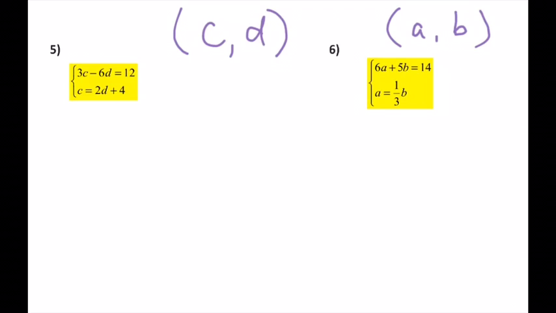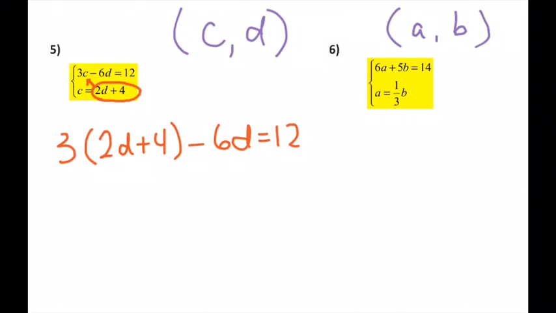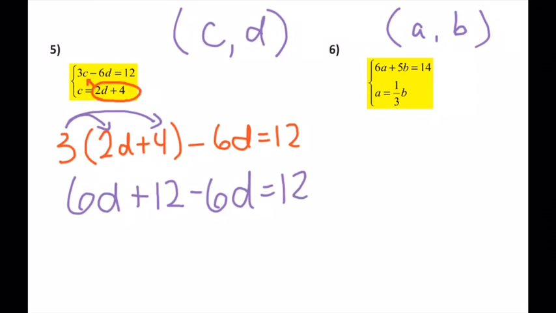Okay, on number 5, c is equal to 2d plus 4. So what I'm going to do is put that in place of c in the first equation. So 3 now times c. Remember I told you about using parentheses? So you want to make sure you do that. And now I'm going to use my skills that I've learned before about distributing. So 6d, take away 6d, oh that's gone then. So then I have 12 equals 12.